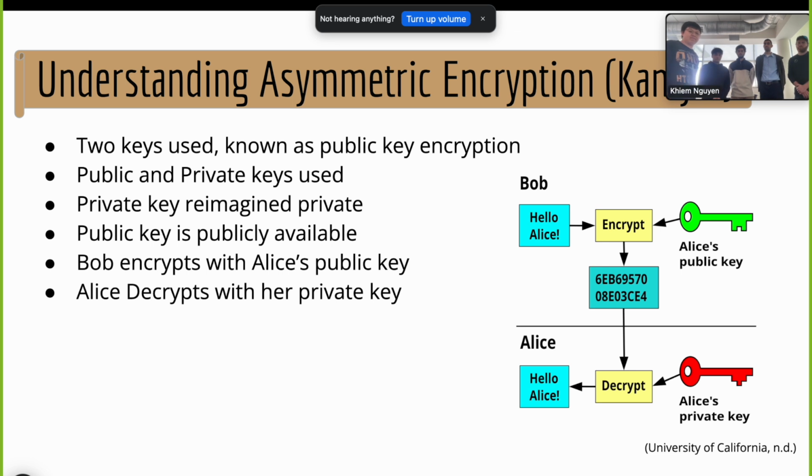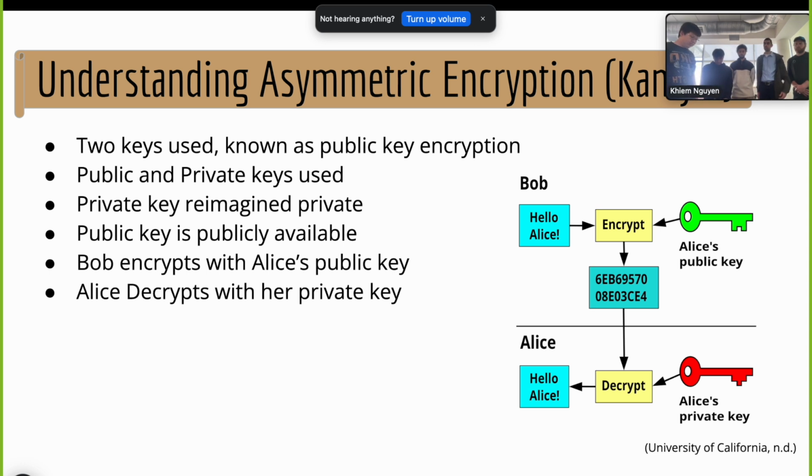So let's talk about how asymmetric encryption works. Unlike symmetric encryption, asymmetric encryption uses two keys. One key to encrypt, another key to decrypt. And that is why it is known as public key encryption. So obviously the public key is publicly available, but the private key needs to remain secure and private.